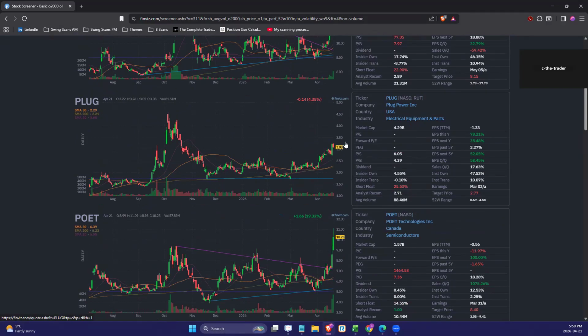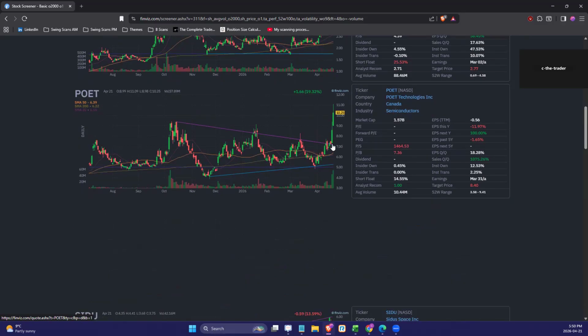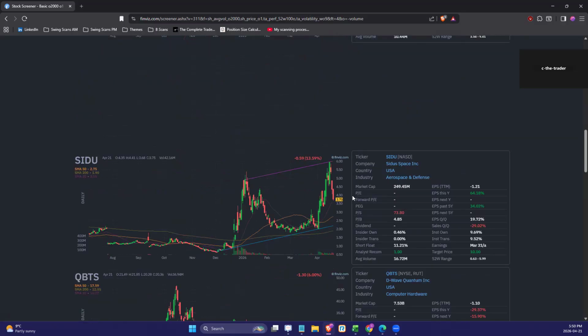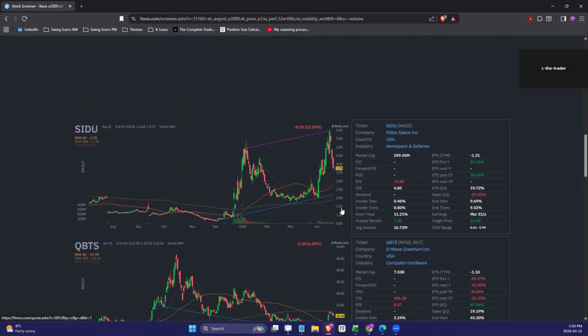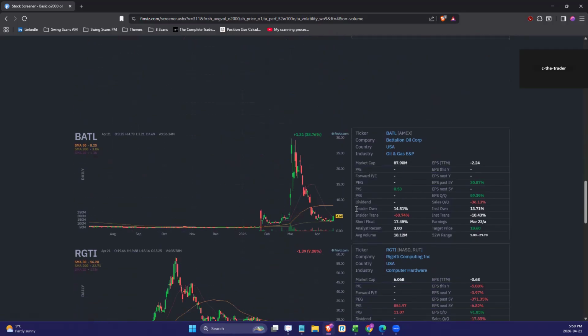Plug had a nice move from there to here. It's actually a nice move. Poet, nice 2-day move off this trend line break right here. Sidhu had a nice move, but now it's selling off. Okay, that's interesting.